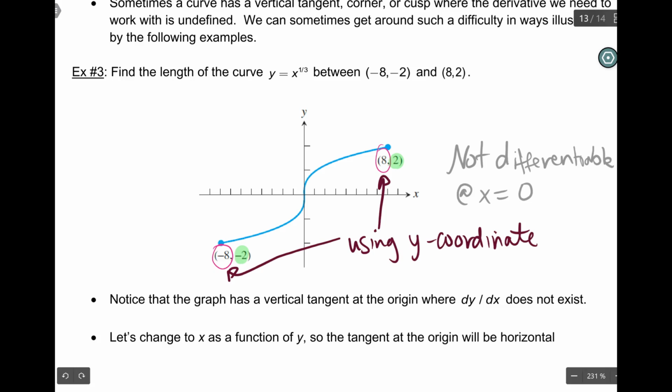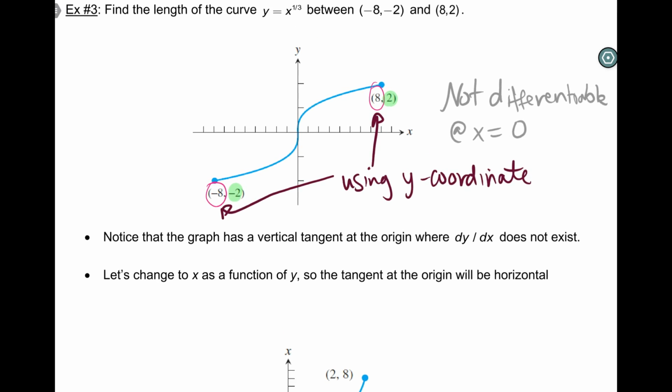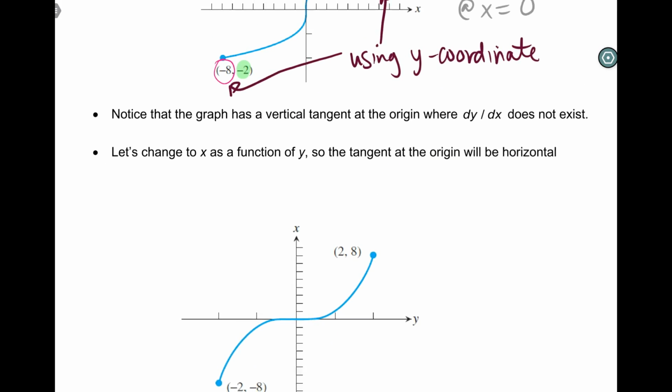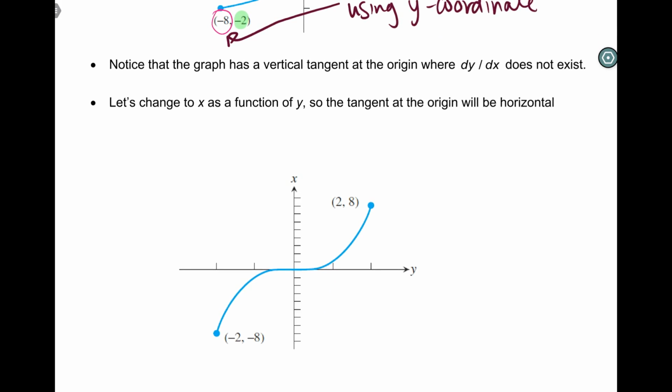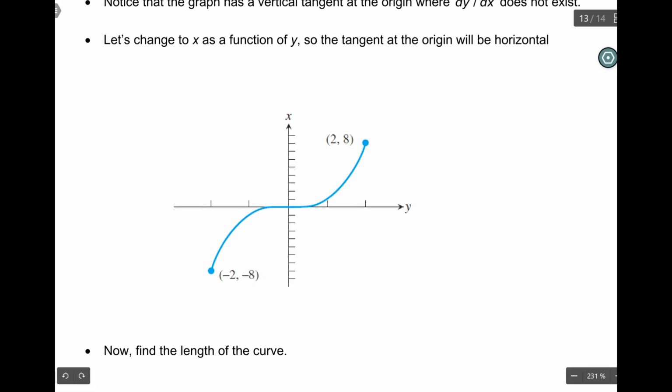Alright, so what we can do instead, since we have a vertical tangent where at the origin dy/dx doesn't exist, is change it to x as a function of y, so the tangent at the origin will be horizontal. So that's what I did. I flipped my x and my y. So it's the same graph, it's just flipped. How do you do that if there's a cusp?